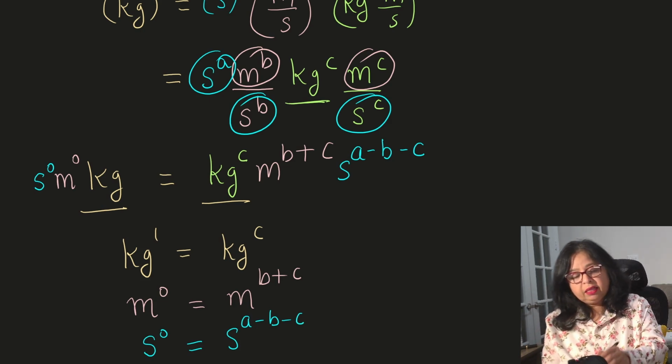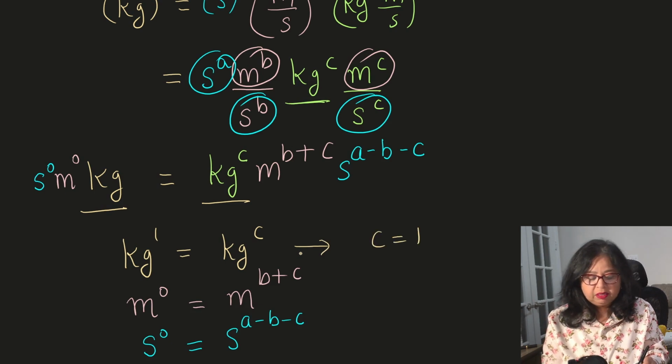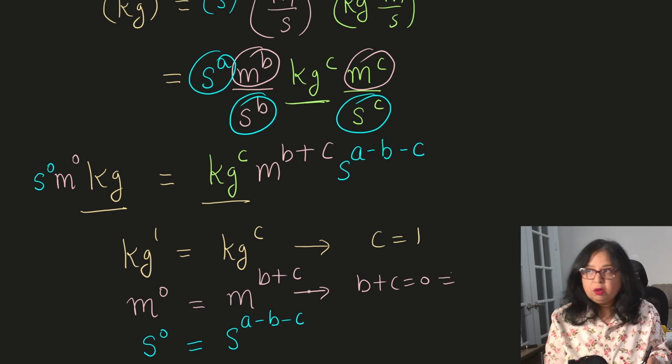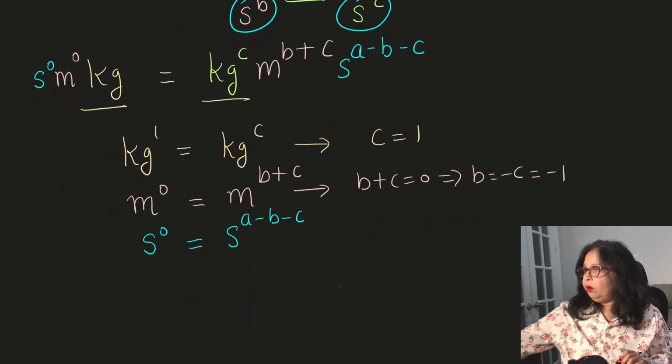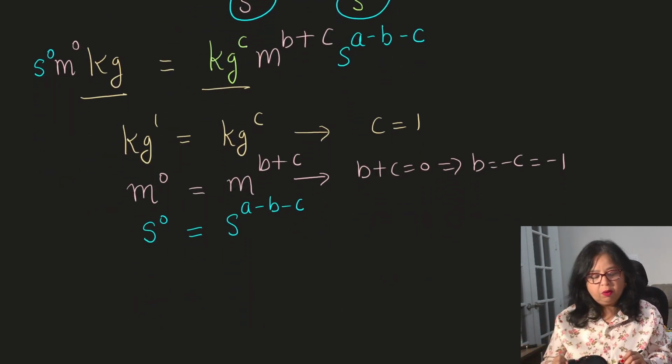Let's look at the equation for kilograms. That gives me c equals 1. Moving on to meter to the power 0 equals meter to the power b plus c. That will give me b plus c is equal to 0, which implies b is equal to negative c, means minus 1. So here we have solved for b and c now.